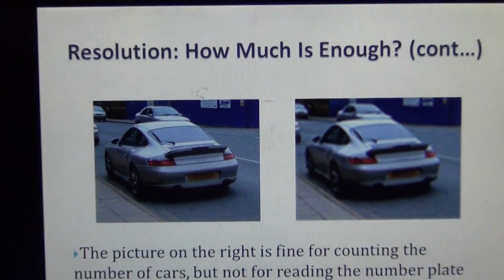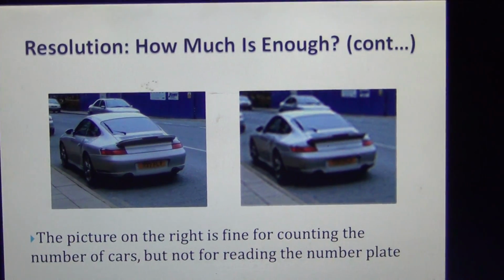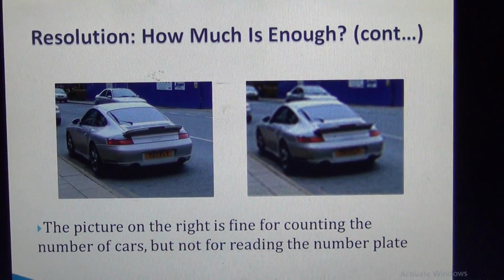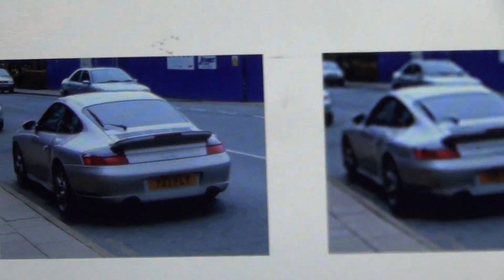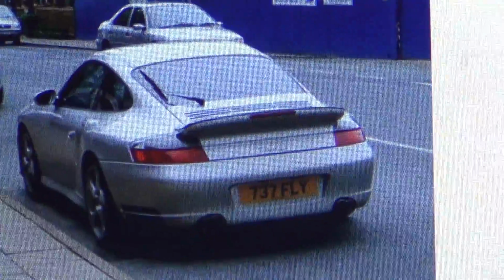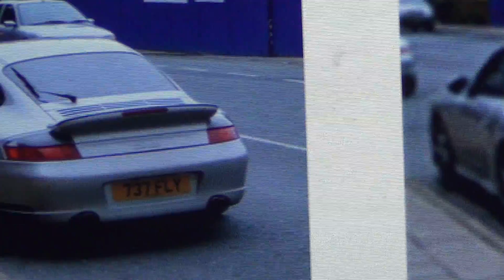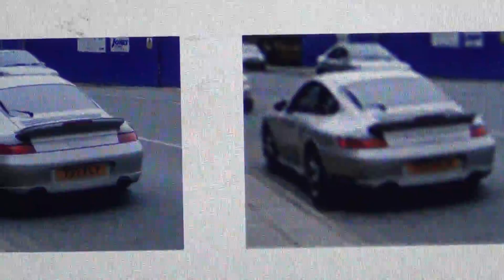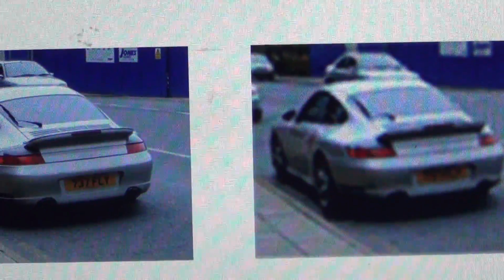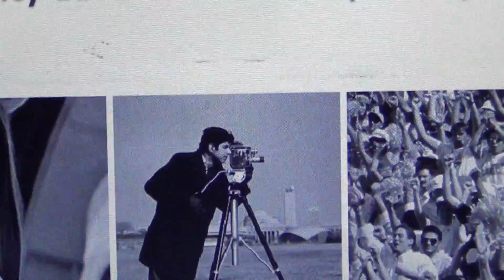In this example, as we can see, in both of the images we can see the cars. We can distinguish between the two cars, that there are a total of 2 cars in the image. The picture on the right is fine for counting the number of cars, but not for reading the number plate. As we can see, the left side of the image is clearer, and we can see the number plate also. This all depends upon what we want to see in an image. What we want to see, have we got that?